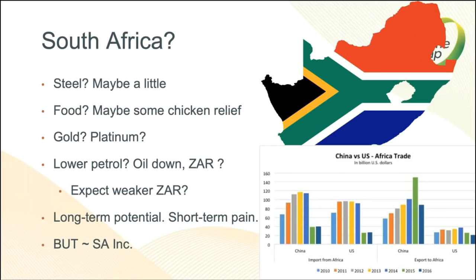The key benefit, perhaps, that ShopRite has over Pick n Pay is that they've already got Africa exposure to a much larger degree, and they've done it organically.